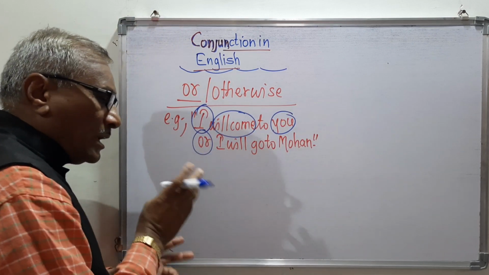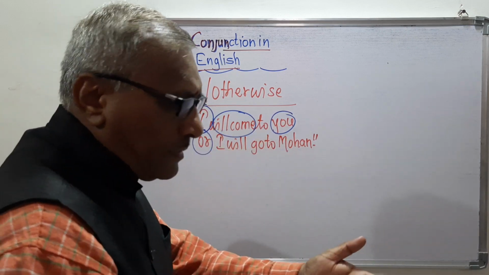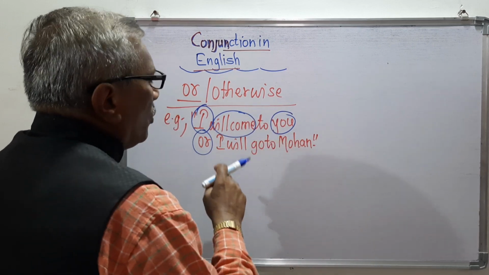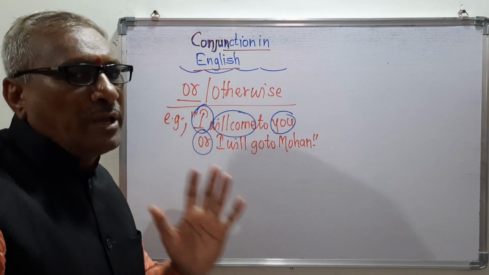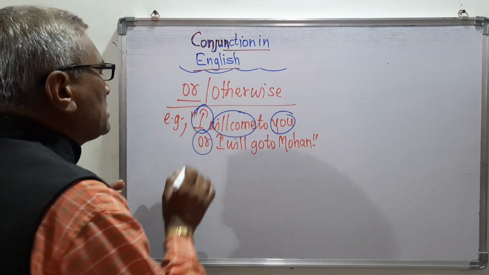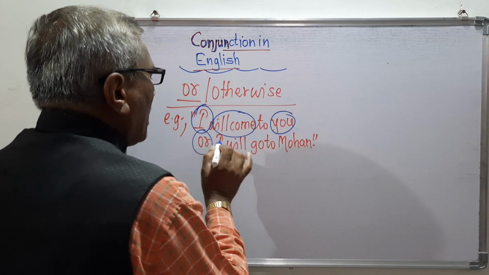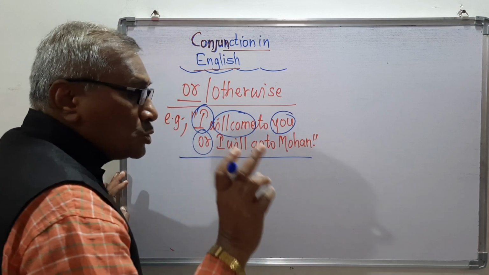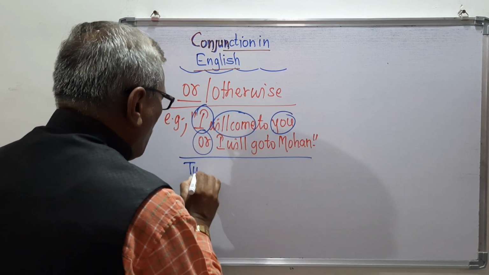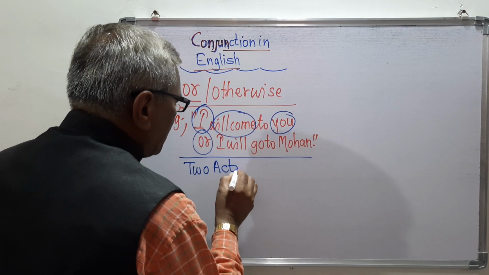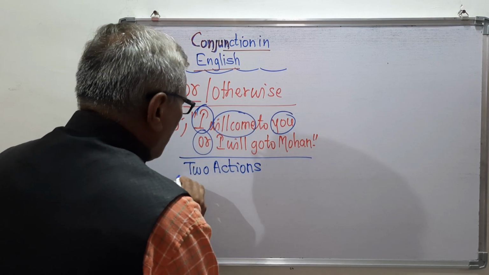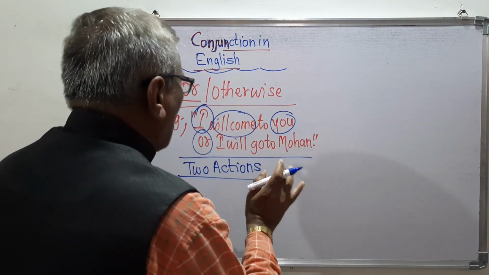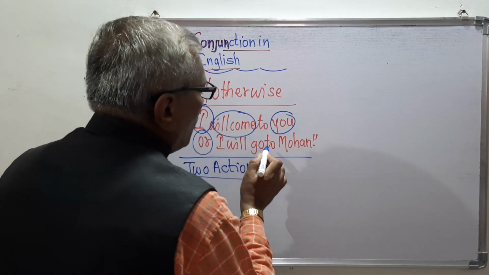Or means he will do this or that thing. He will go to him, or he will go to Mohan. Two actions are being done here by the subject. So he says, I will come to you, or I will go to Mohan. At a time he will do two actions. Which are the two actions? The first action he will do is, I will go to you, and the second action is, I will go to Mohan.